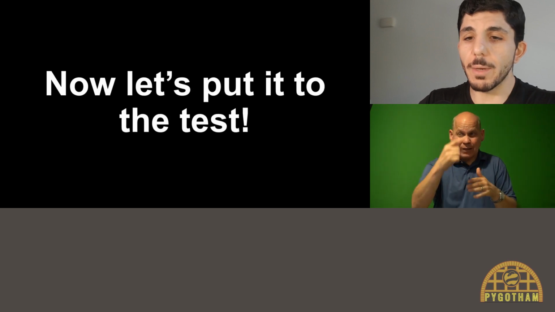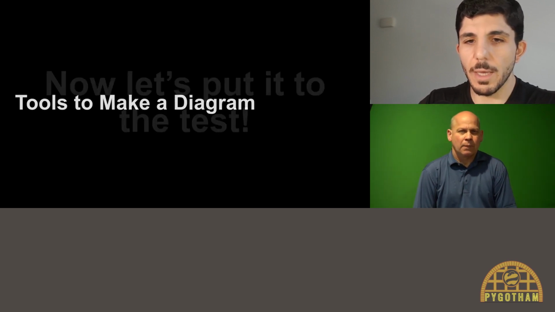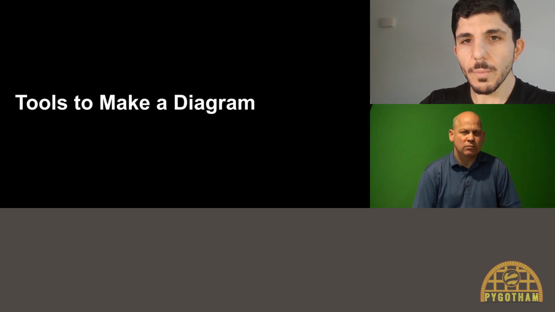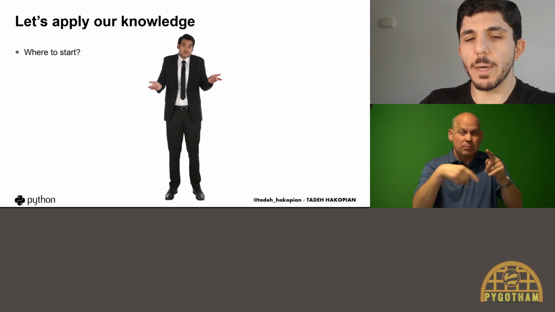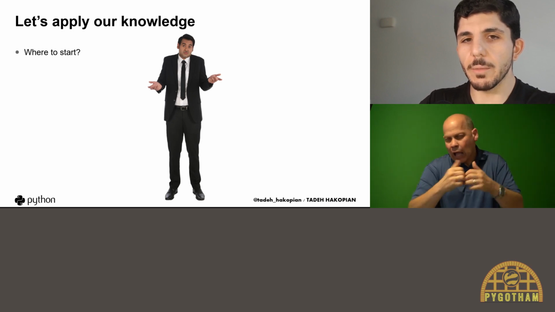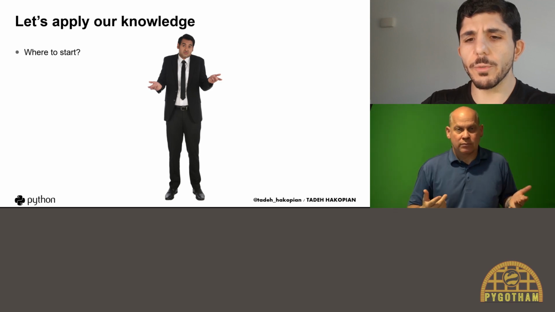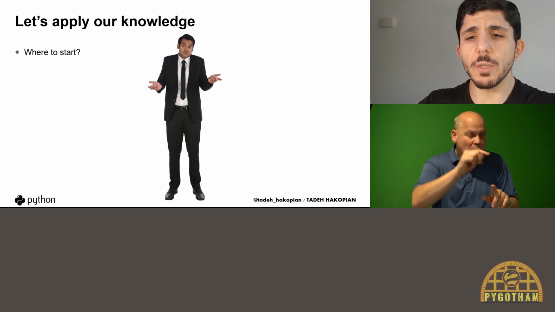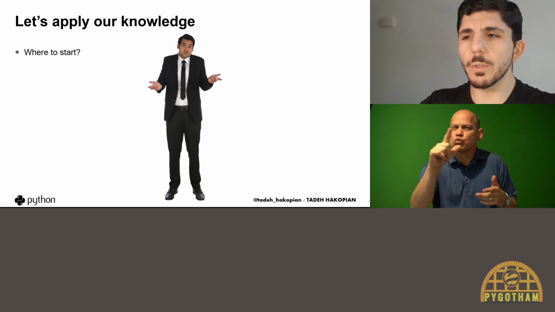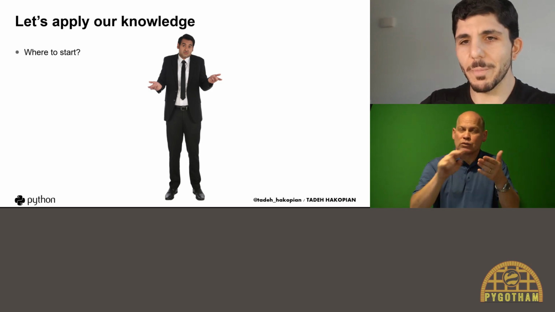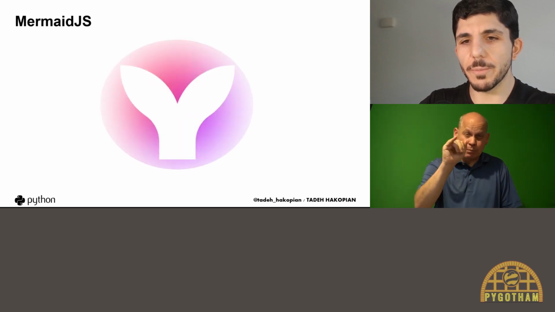Now, with all that in mind, let's put it to the test and make a diagram for ourselves. And we'll talk about some tooling. So applying our knowledge, where do we start? We learned some great things about diagrams to make, how to make them, examples. So where's a starting point? You can make them just out of PowerPoint, you can use Canva, you can use all sorts of tools. So what's a good tool to use that can get you some good consistent results? Well, I am a big fan of Mermaid.js.